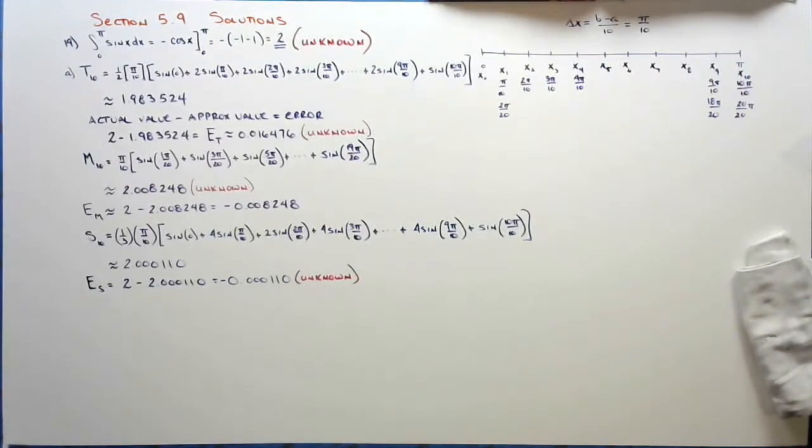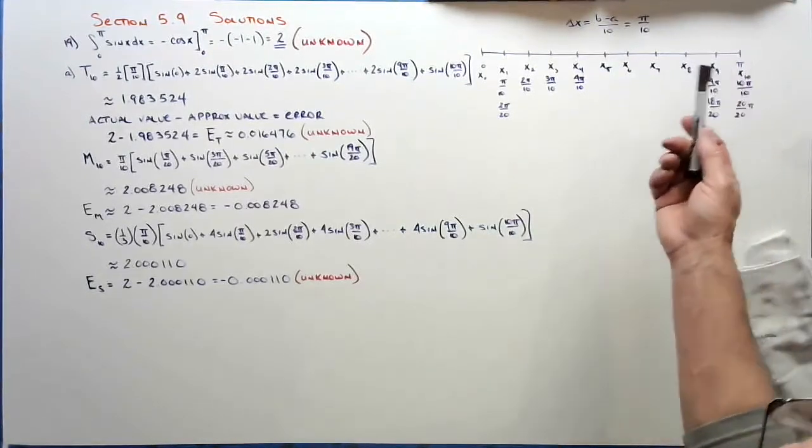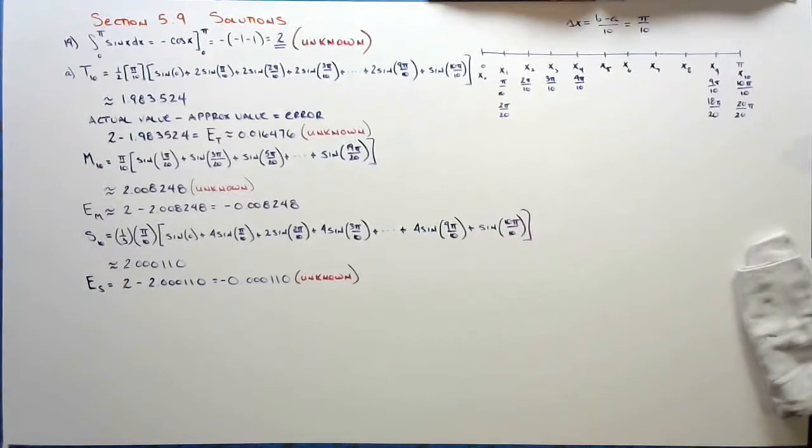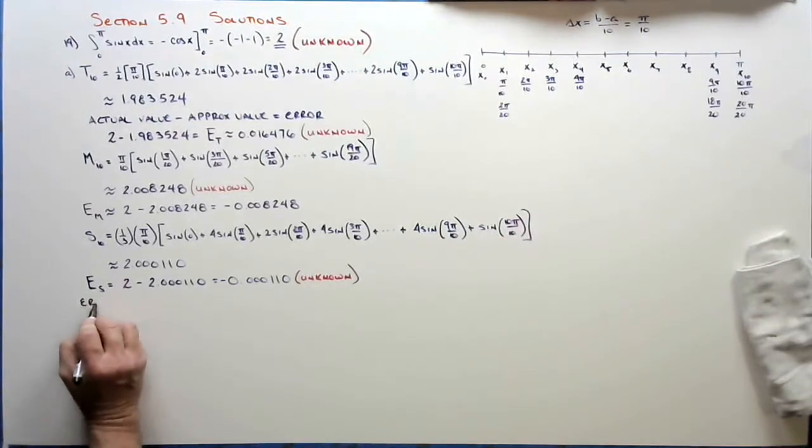Now we can write them down as we do them, okay? So we might as well start where we started here with the trapezoid rule, so we'll find the error bound for the trapezoid rule.